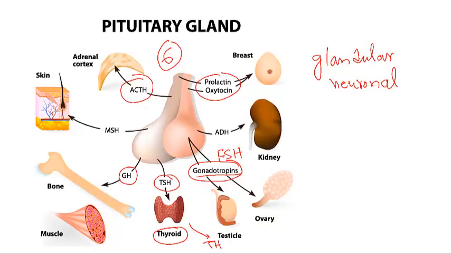By secreting follicle stimulating hormone, it targets the testicle or ovary in the case of male and female respectively. In the female, it stimulates the growth of follicles in the ovaries and the production of estrogen. Okay. And in males, the target is the testis. In that case, it stimulates the production of sperm cells.